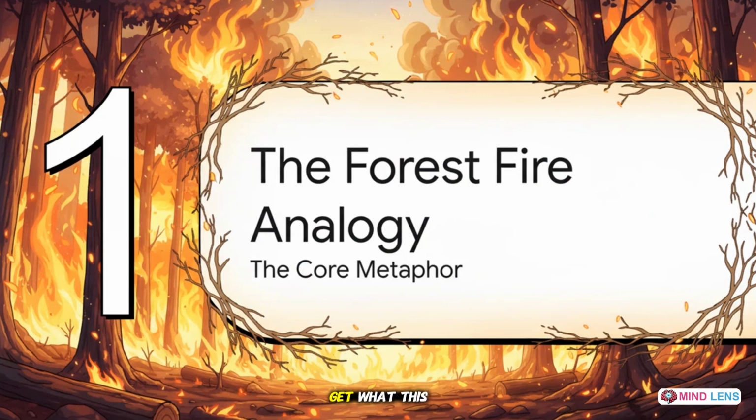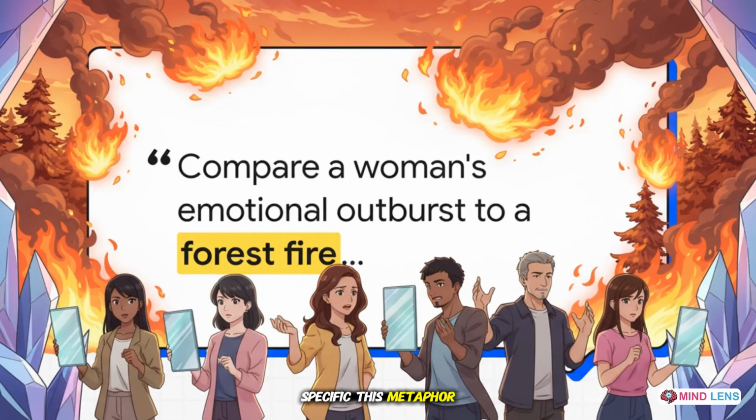So to really get what this method is all about, we have to start with the central analogy it's built on. The source uses this really powerful image of a forest fire to explain the dynamics of an emotional conflict. And notice how specific this metaphor is. It doesn't just say a fire or a flame. Nope, a forest fire. That choice of words is so deliberate, you know? It's meant to paint this picture of something huge, uncontrolled, and incredibly destructive. That's exactly how the source wants you to see these emotional outbursts.